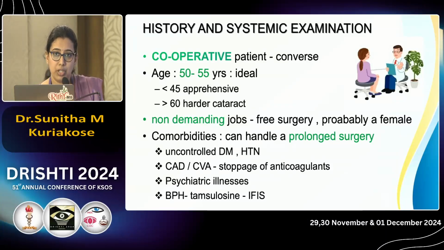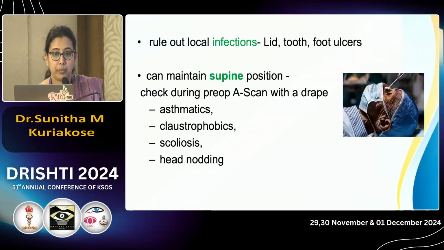That is, choose a patient who can handle a prolonged surgery. Your initial surgeries are going to take about 45 minutes to 1 hour. So you need patients who are cooperative. They'll lie down for you. So rule out all the uncontrolled diabetic, hypertensive people, any patient with a cardiac problem, any history of stroke. Make sure they have stopped all their anticoagulants. Any psychiatric illness patients, any patients on tamsulosin that can give you a floppy iris during surgery.